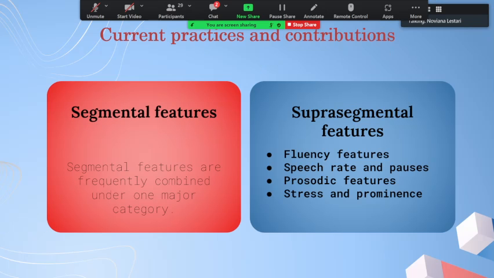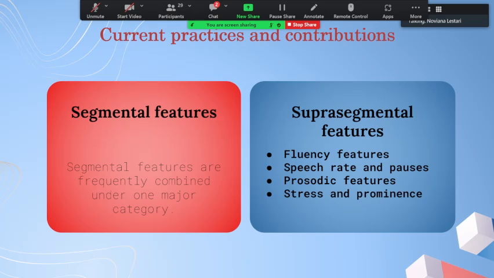That's the next slide. This is the current practices and contribution. The first is segmental features. Segmental features have been proven to be significant predictors of oral proficiency in second language pronunciation studies. These features, however, are not as strongly described in the language test or assessment descriptors. In addition, unlike in the descriptive chapters, segmental features are frequently combined under one major category.